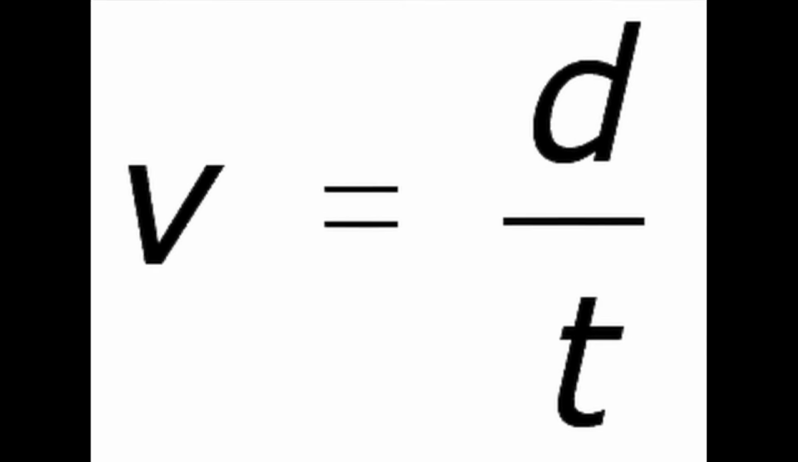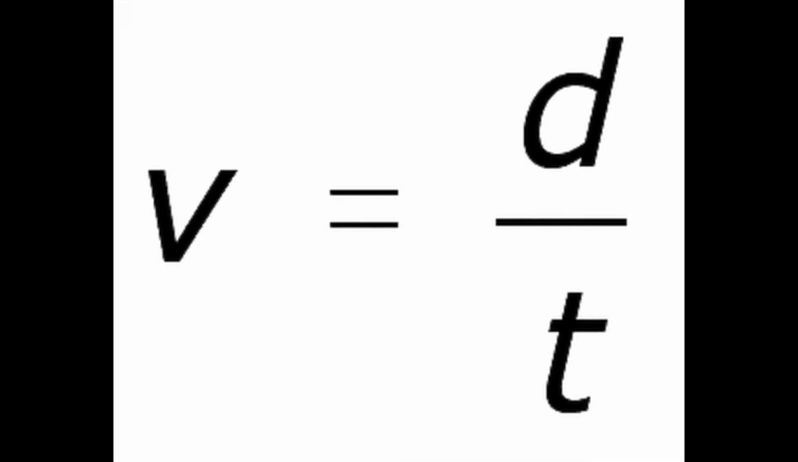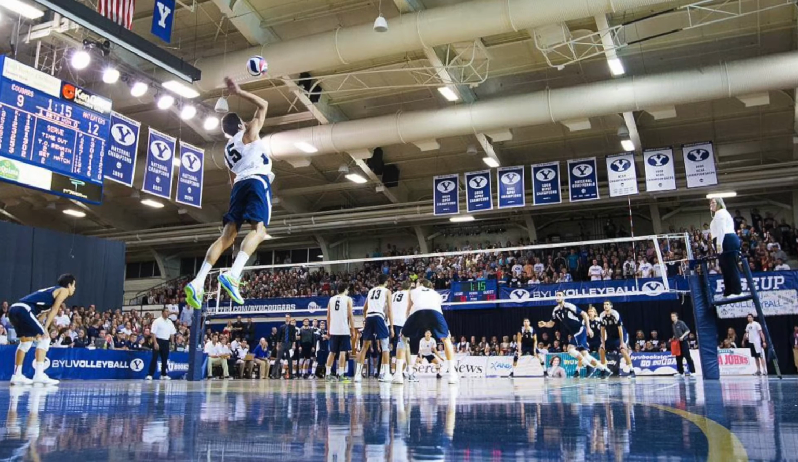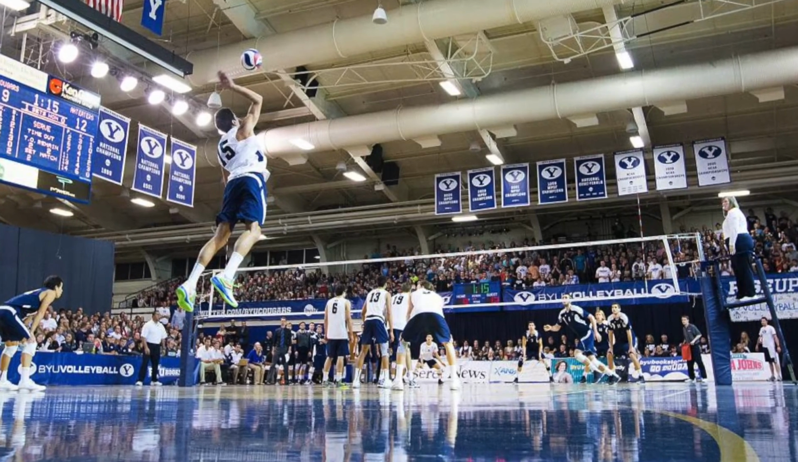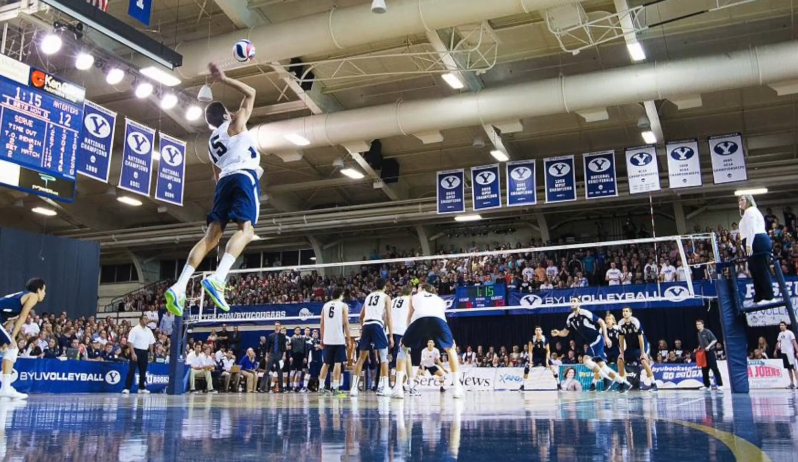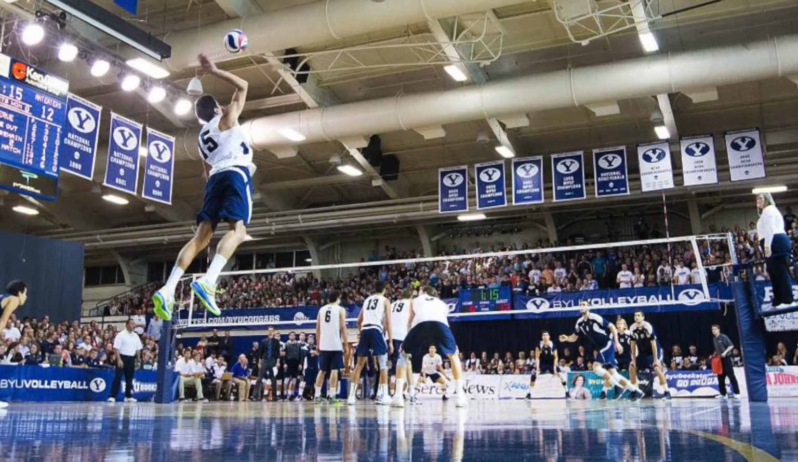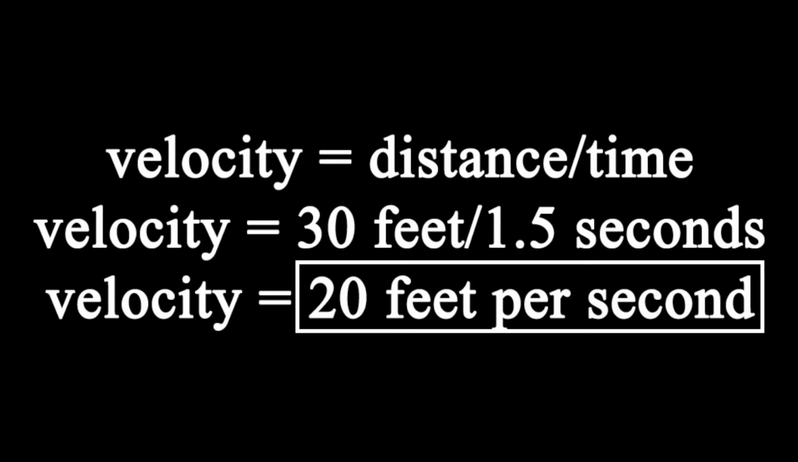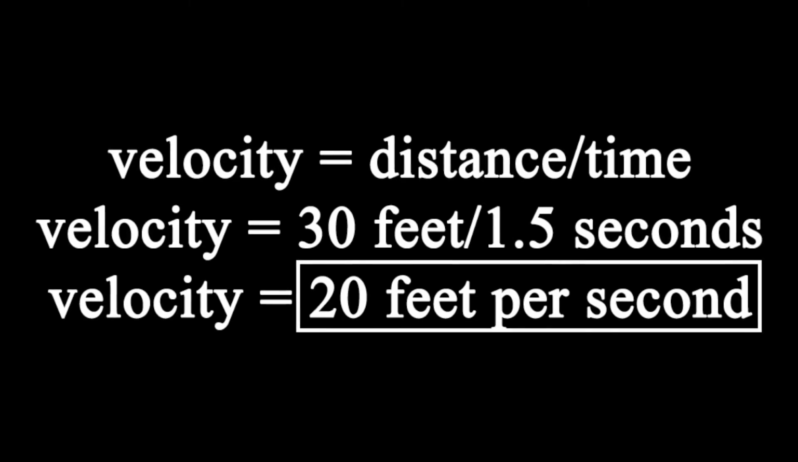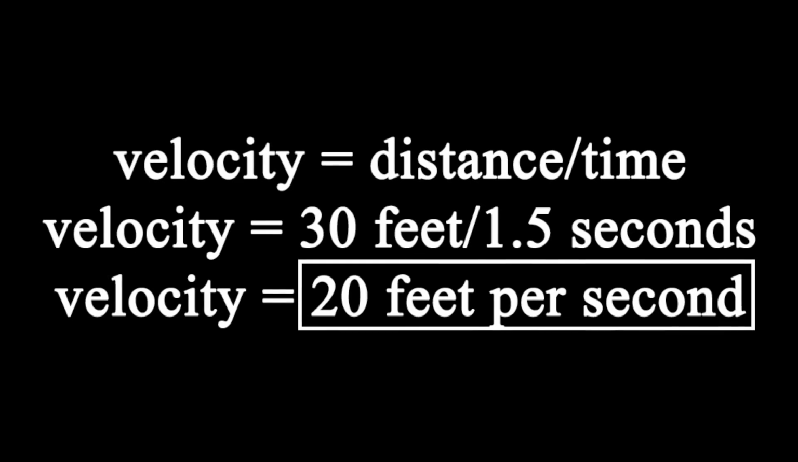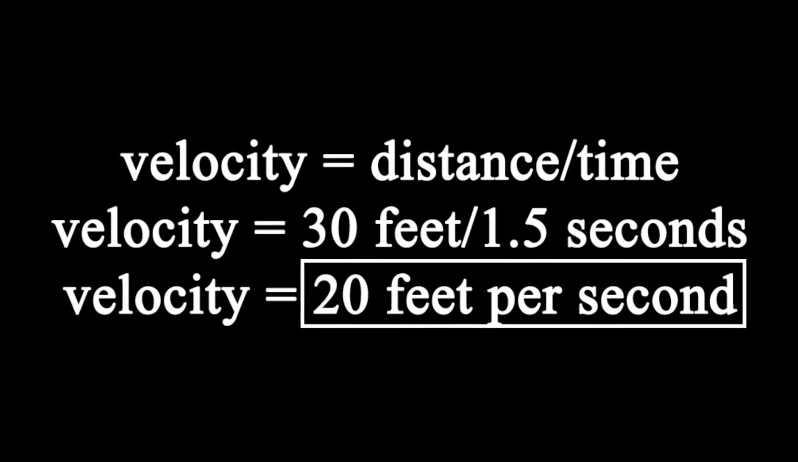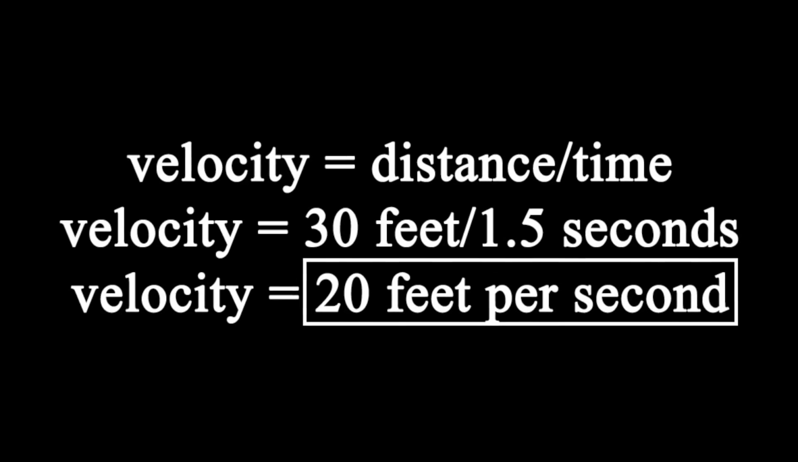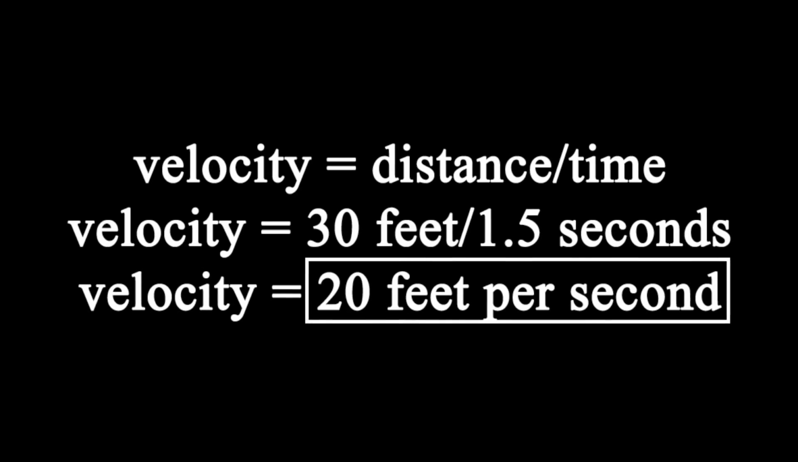You can figure out the velocity of a volleyball shot by dividing the distance your ball traveled by the amount of time it took to get there. So let's say you serve a ball across the net from behind the serving line, which is 30 feet, and the ball takes 1.5 seconds to cross the net. To find the velocity, you would divide 30 feet by 1.5 seconds, which would be 20 feet per second. So the speed of movement, or velocity, of your serve was 20 feet per second.